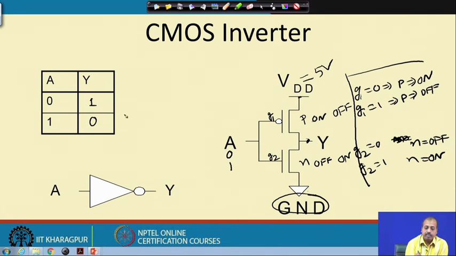So, what is this functionality? This is nothing but an inverter. So, I can say this is an inverter. When A equal to 1, Y is equal to 0, and when A equal to 0, Y equal to 1.